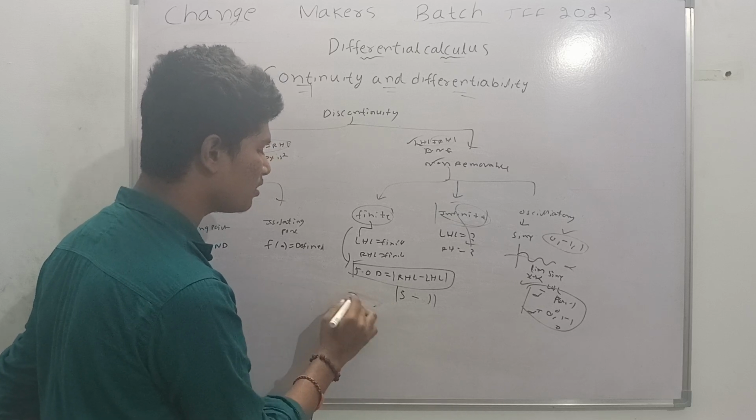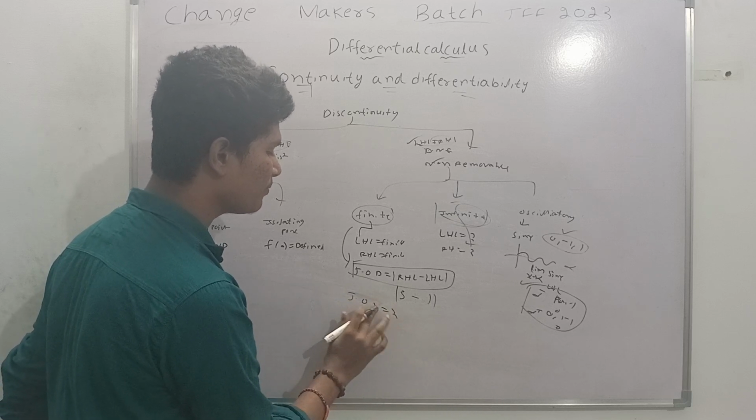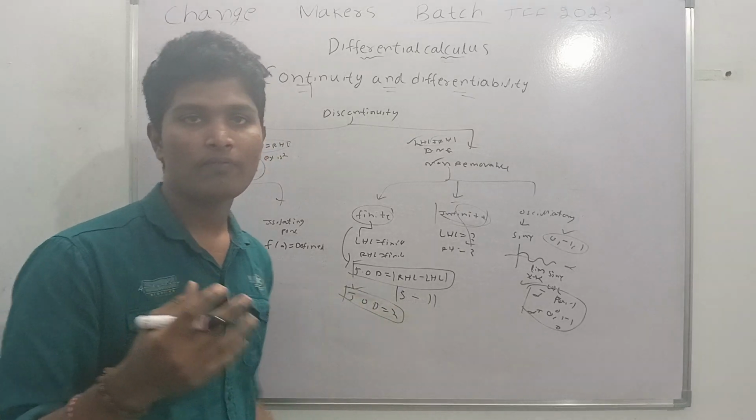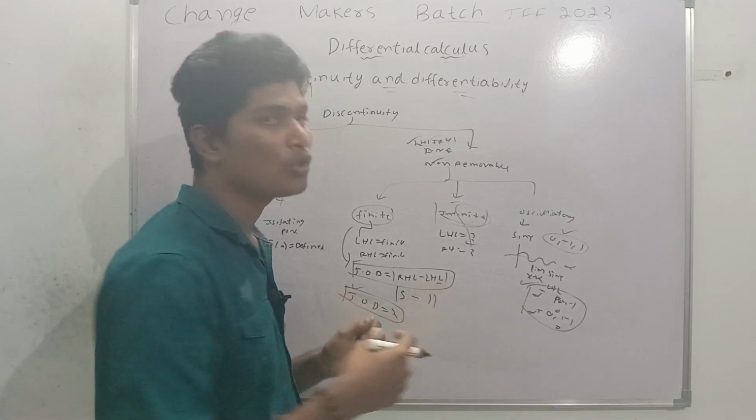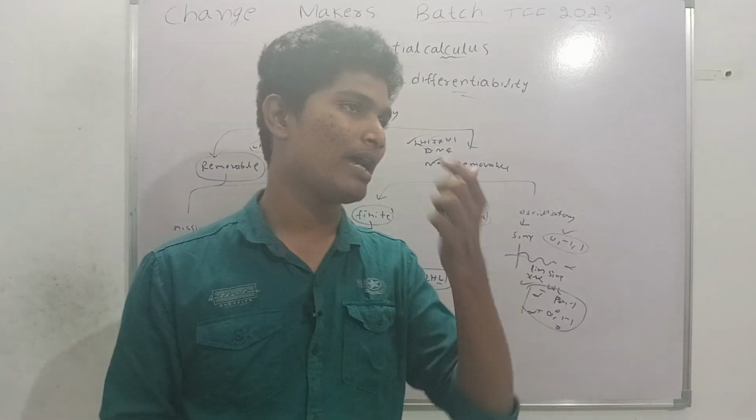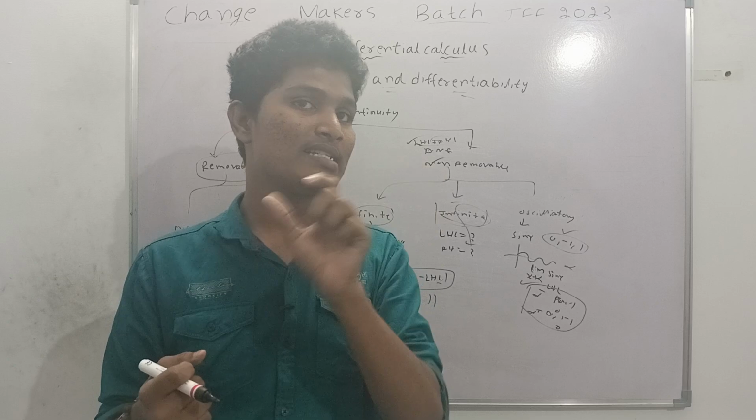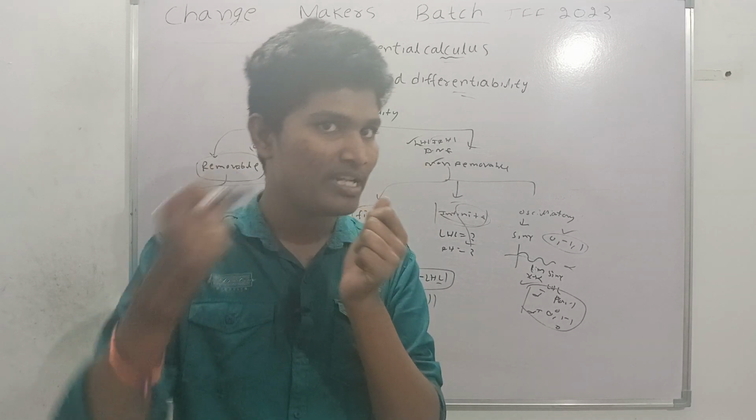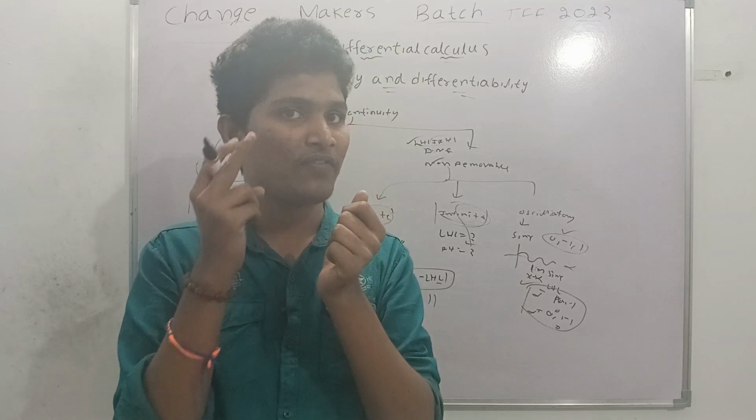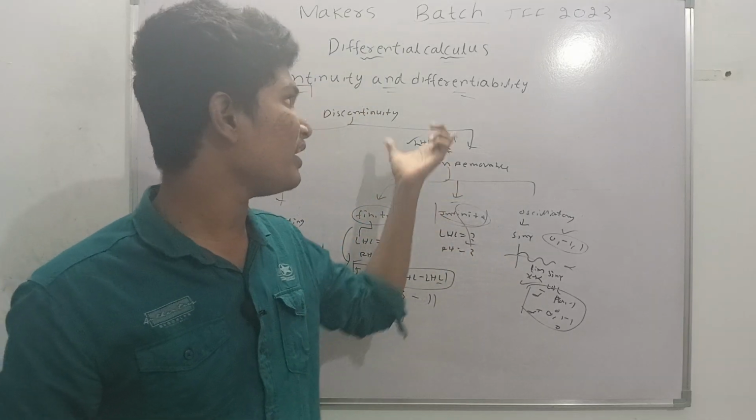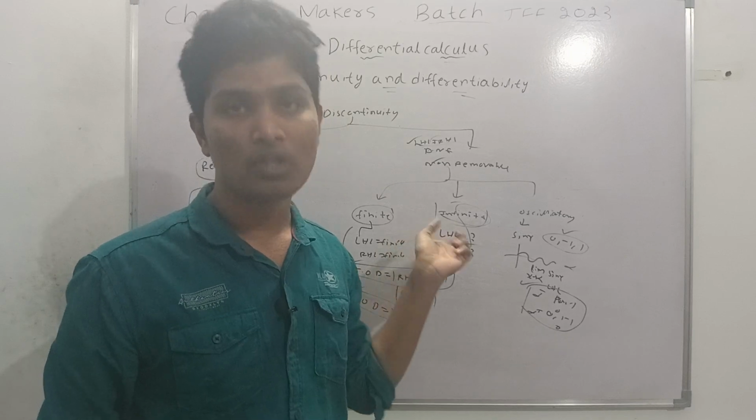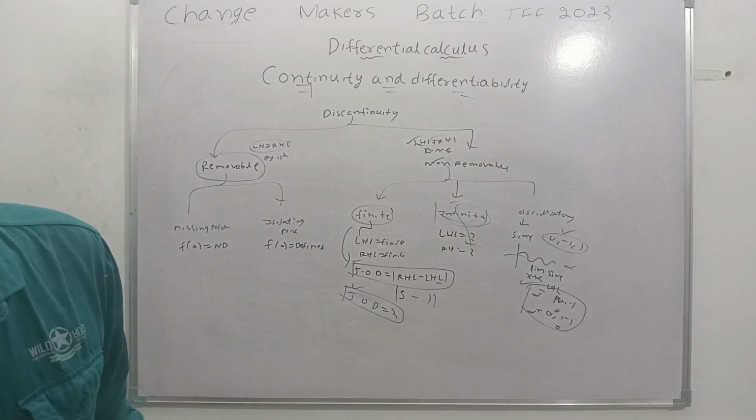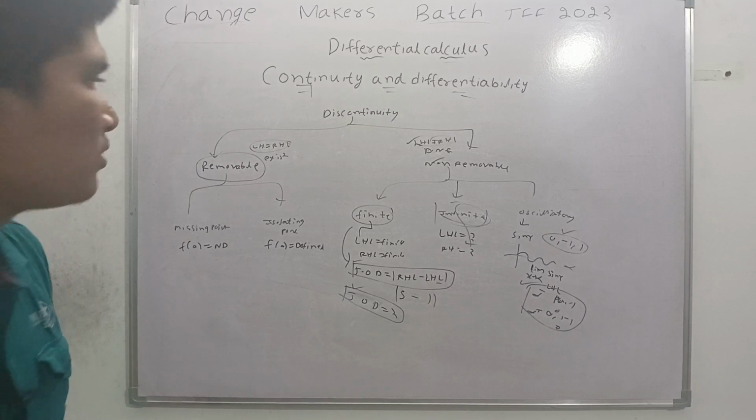The meaning of this 2 is that the LHL is less than the RHL. The RHL is 3, the LHL is 1. So there is a difference of 2. Because of this difference of 2, that is the jump of discontinuity. For a difference of 2, we are getting the finite type of discontinuity. So this is the reason why we call it jump of discontinuity. This is one part.